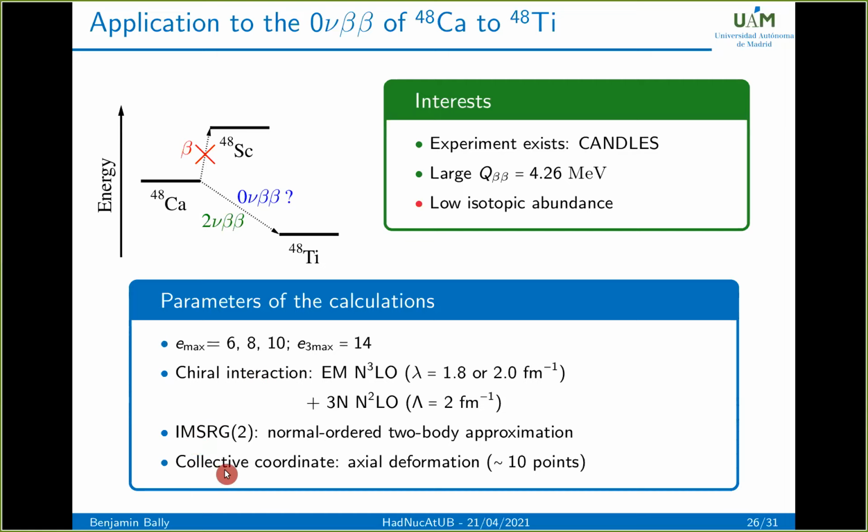And in this first calculation, we consider the projected GCM exploring only the axial deformation. Calcium-48 being spherical, and titanium-48 can be described quite correctly using the axial deformation. It was not necessary to include triaxial deformation, which makes the calculation much more complicated.